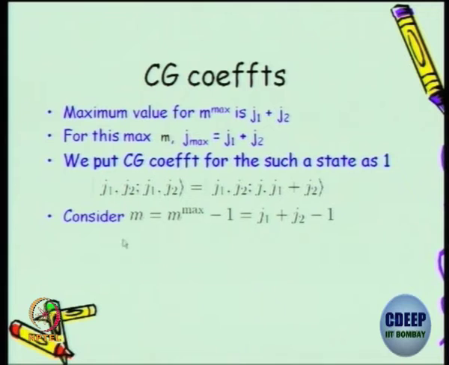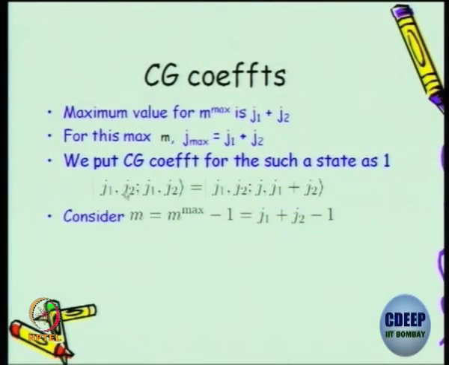The M value will decrease from the maximum value in steps of 1. So, you reduce from the stretch state by unit 1. How do you do that? You do that by the lowering operator, which is J minus: the total J minus in the coupled basis, and in the uncoupled basis it is J1 minus plus J2 minus. If you do that, you can reduce your M maximum by 1 unit. This is what we are going to do.